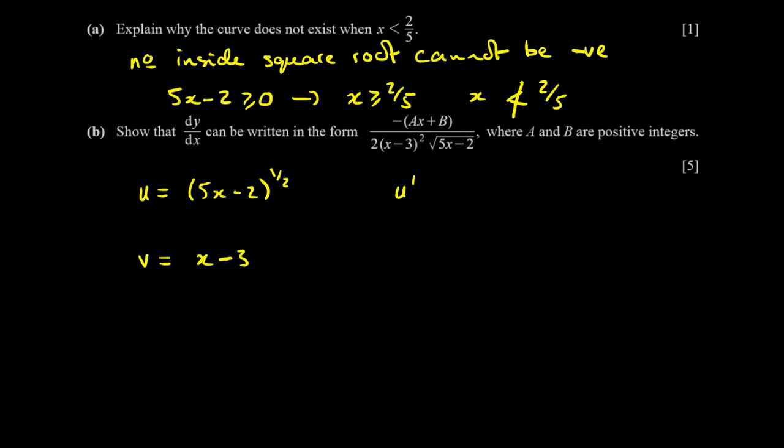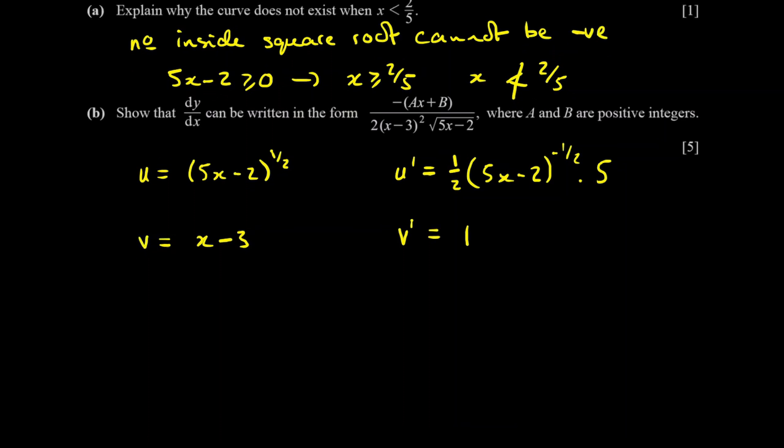And then what we've got to do is differentiate both of these. So we've got u prime. If we differentiate that bracket, the half comes down to the front, and we reduce the power by 1, so that becomes a half to the power of negative a half. Then we differentiate inside the bracket. We differentiate 5x minus 2, we get 5, and we multiply through by the 5. For v, if we differentiate, x differentiates to give 1, and negative 3 differentiates to give 0.